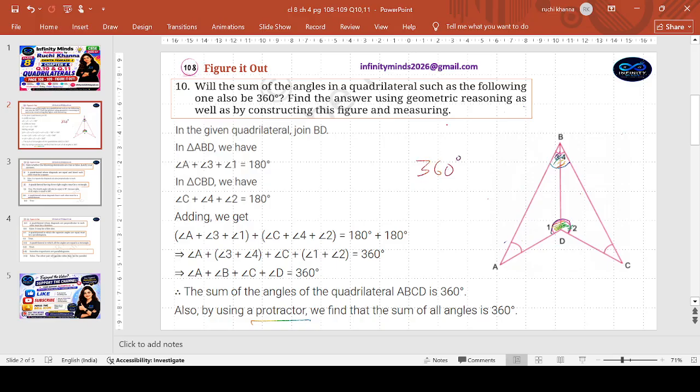Okay, so let me just sum up. As I had explained in much detail, any quadrilateral divided via one of the diagonals gets divided into two triangles.